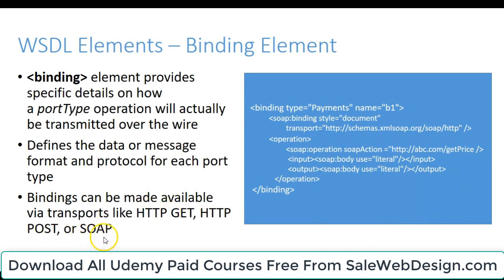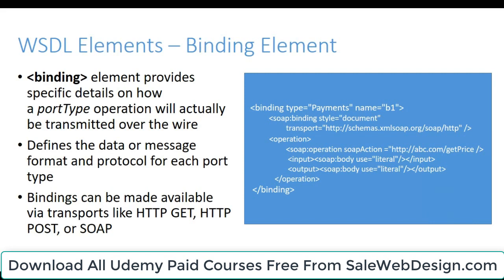Let us look at this example here. As we see here, the WSDL binding element has two attributes, name and type. The name attribute defines the name of the binding, and the type attribute points to the port for the binding, in this case the payments port. As we see here, I am making available this binding via SOAP and not HTTP GET or POST.